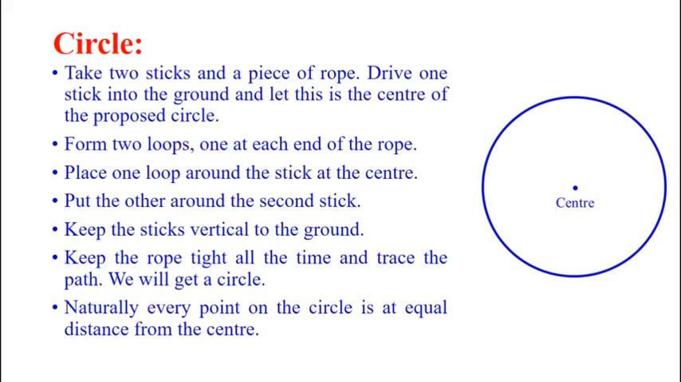Keep the sticks vertical to the ground. Keep the rope tight all the time and trace the path. We will get a circle. Naturally, every point on the circle is at an equal distance from the center. So, this is the procedure to draw a circle without using a geometrical tool.